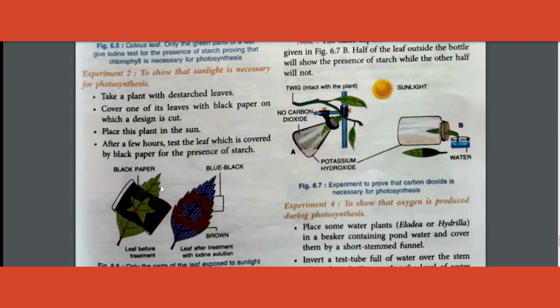What are we actually doing? On this leaf, we are creating two areas. One area where sunlight is falling, one area where sunlight is not falling. That means wherever sunlight fell, photosynthesis would have occurred, resulting in production of starch. If we do the starch test or iodine test on it, that part where photosynthesis occurred, starch produced, where sunlight fell, is going to turn blue-black. The other part which was hidden from sunlight, no photosynthesis would have occurred, correct? Therefore, that part will not turn blue-black. Instead, that will be brown in color. That's the end result of it.